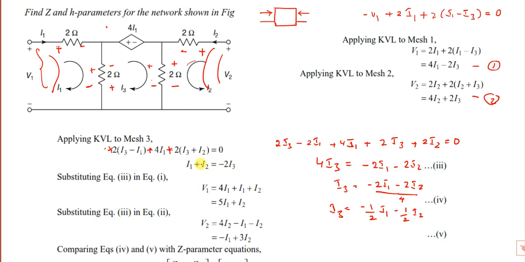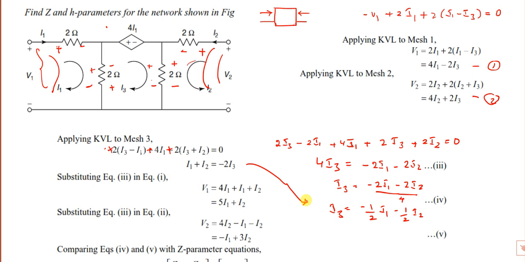Minus 2I3 is I1 plus I2. I3 is equal to minus of I1 minus of I2. This is the same as this. The I3 value is minus of I1 minus of I2.